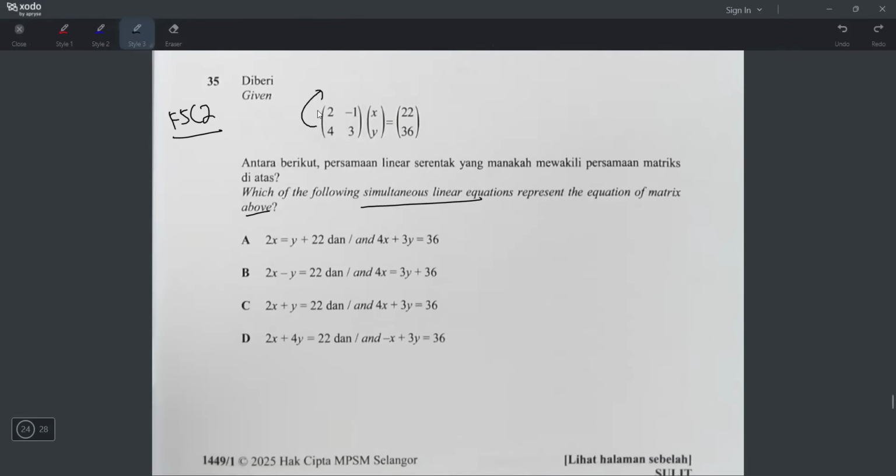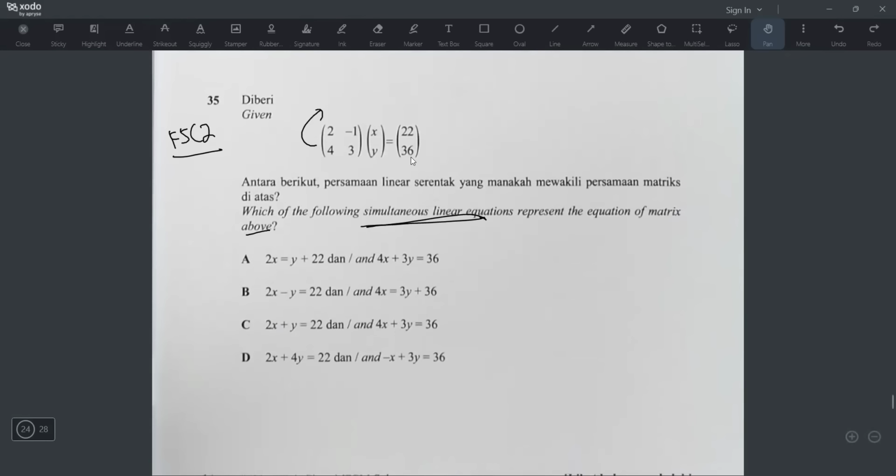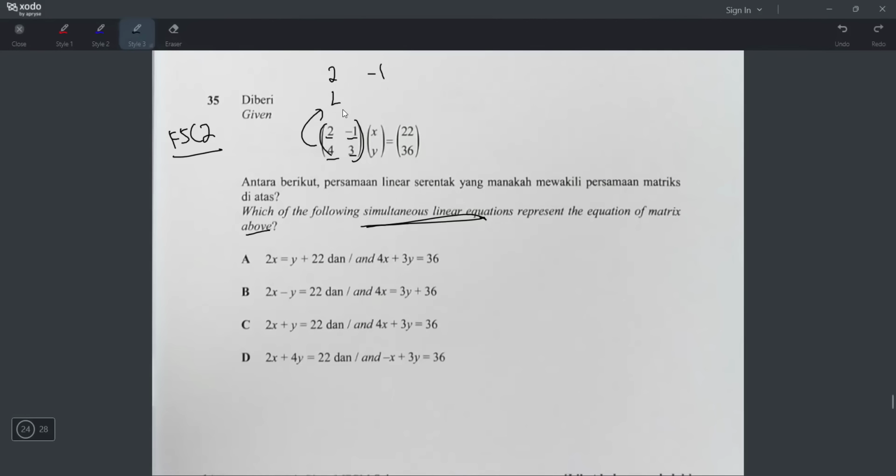Instead, they ask you to convert balik to the equation. Okay, so how do you convert balik? This is already written in matrix format, so you want to convert back to equations. So how to do it? Usually the first bracket, all these numbers will be the numbers before x and y. So let's write it first: 2, -1, 4, 3. Let's leave some space here. And then the x and y means what? The atas x means the first number has to be written with x beside it, and then y is for the second number, like that. And then equals. The 22 atas, 36 bawah. Done lah. That's the answer. If there's nothing in between, means plus.